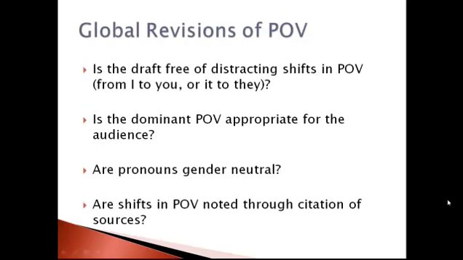Here are some questions you should ask yourself during the revision process. First, is the draft free of distracting shifts in point of view? That is, from I to you, or from it to they. Second, is the dominant point of view appropriate for the audience? Third, are pronouns gender neutral? And lastly, are shifts in point of view noted through citation of sources?